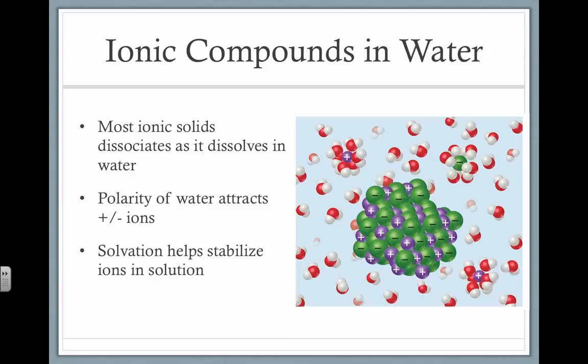What we find is ionic compounds tend to be, not always, but most of the time, electrolytes. If ionic compounds do dissolve in water, they're going to what we call dissociate. What that means is that they're going to basically separate into positive and negative ions. The polarity of the water attracts either the positive or the negative ion. So if you look closely at this figure on the right, notice how the positive ions are attracted to the negative oxygens from various water molecules, and notice how the negative anion is attracted by the positive end of the water molecule. This process is called solvation, and this helps stabilize ions in solution.